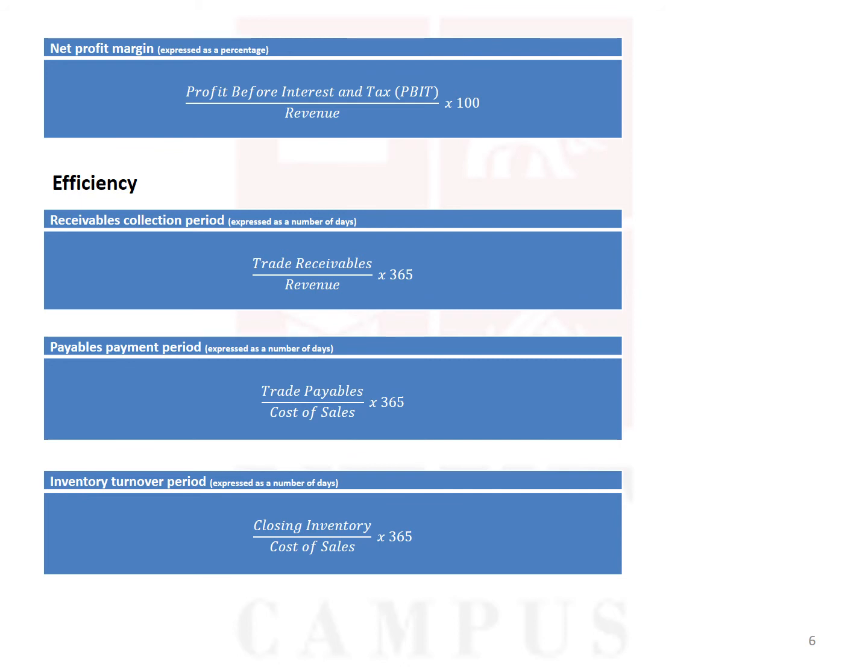Then the efficiency ratios. Efficiency means how efficient the business is. So that can be computed. Ratio number 1, receivables collection period. Receivable collection period means how quickly the business recovers its dues from its customers. How quickly, number of days, that is taken by number of days.